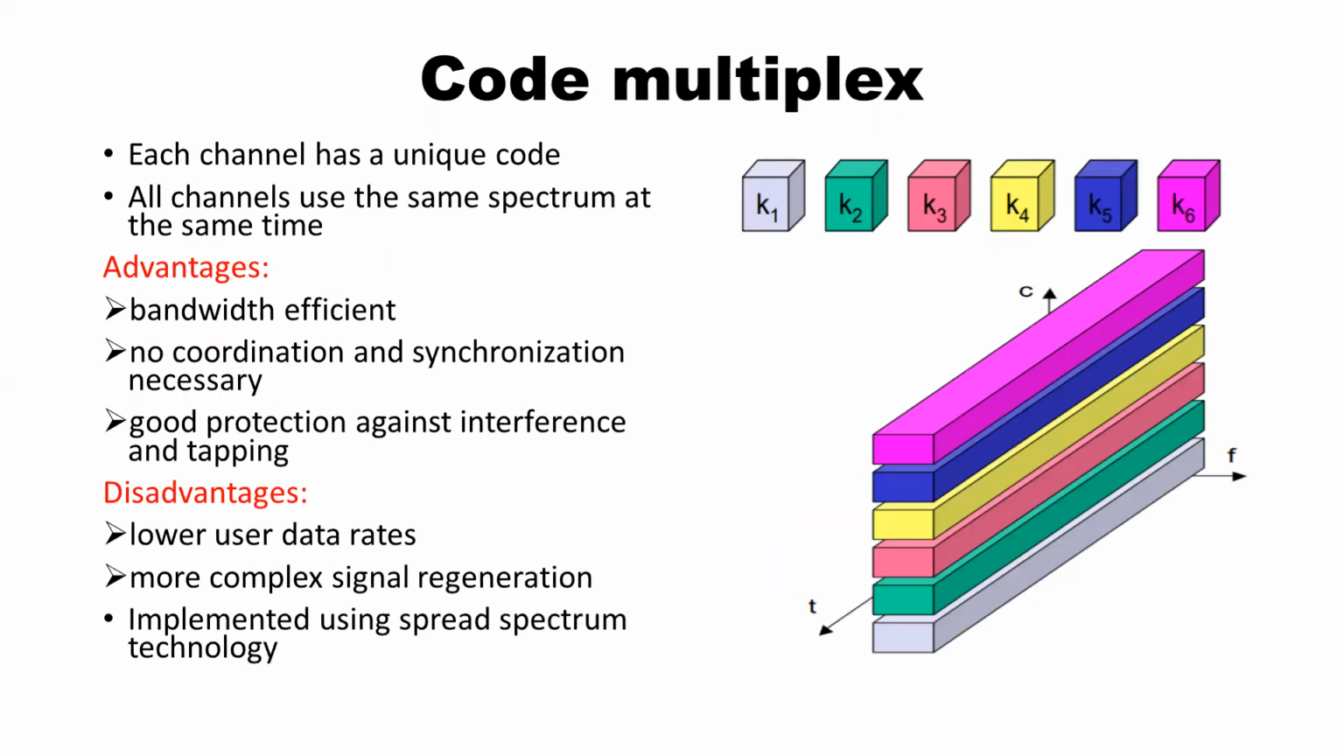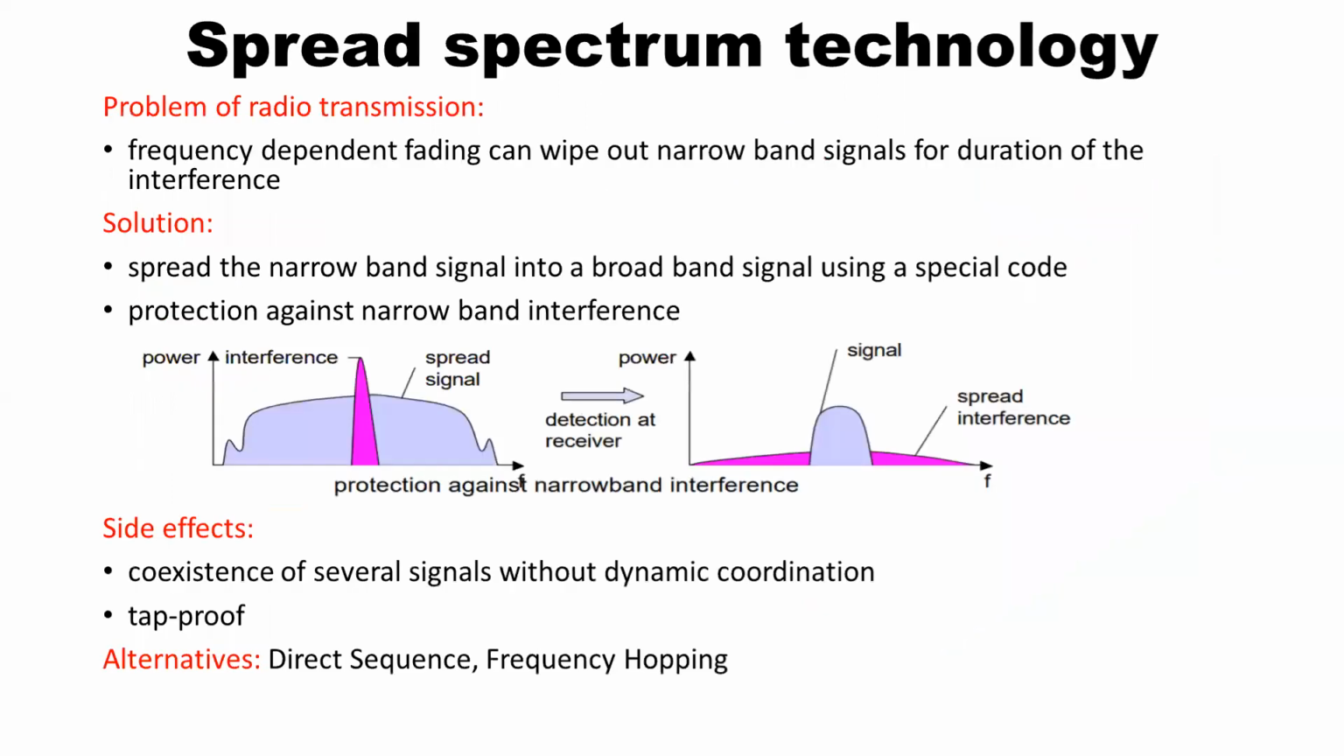Code multiplex: each channel has a unique code. All channels use the same spectrum at the same time. Advantages: bandwidth efficient, no coordination and synchronization necessary, good protection against interference and tapping. Disadvantages: lower user data rates, more complex signal regeneration. Implemented using spread spectrum technology.